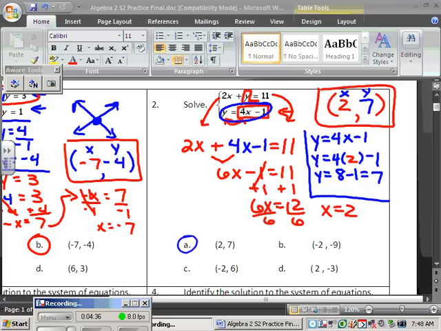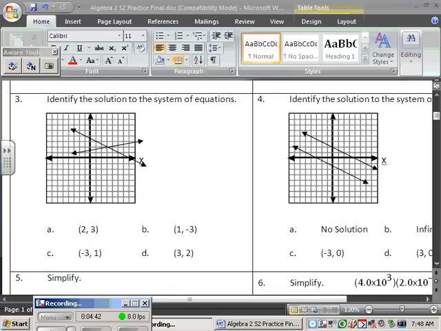Let's move to number 3. For number 3, it says identify the solution to the system of equations. In this problem, you don't see the equations, you only see the lines for the equations, and it's very easy. You just look for their point of intersection, which is their solution. And then you identify their x and y value and write their answer as an ordered pair. If you look at the x-axis, the x value of that point is 3. Then the y value is 2. And so you just look for that answer below, and that would be answer D.